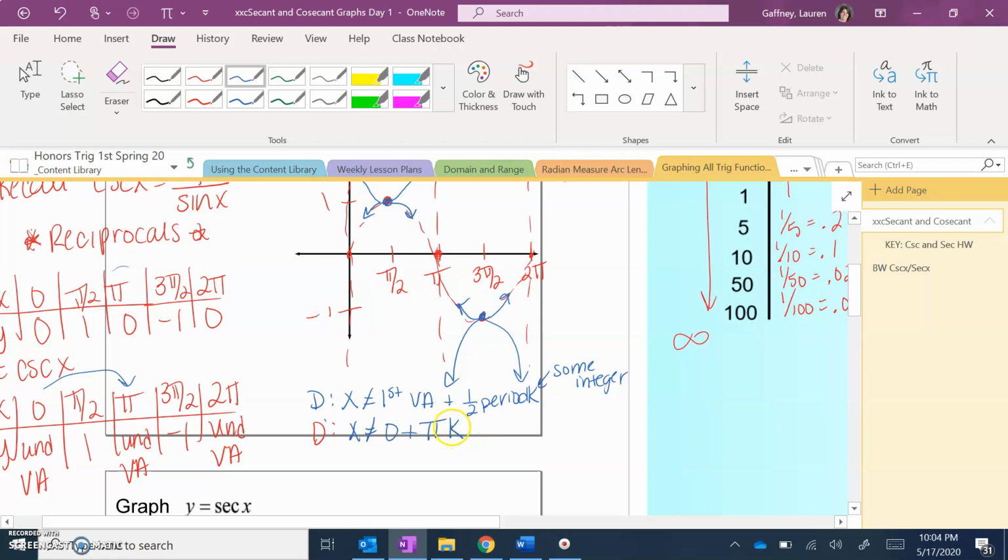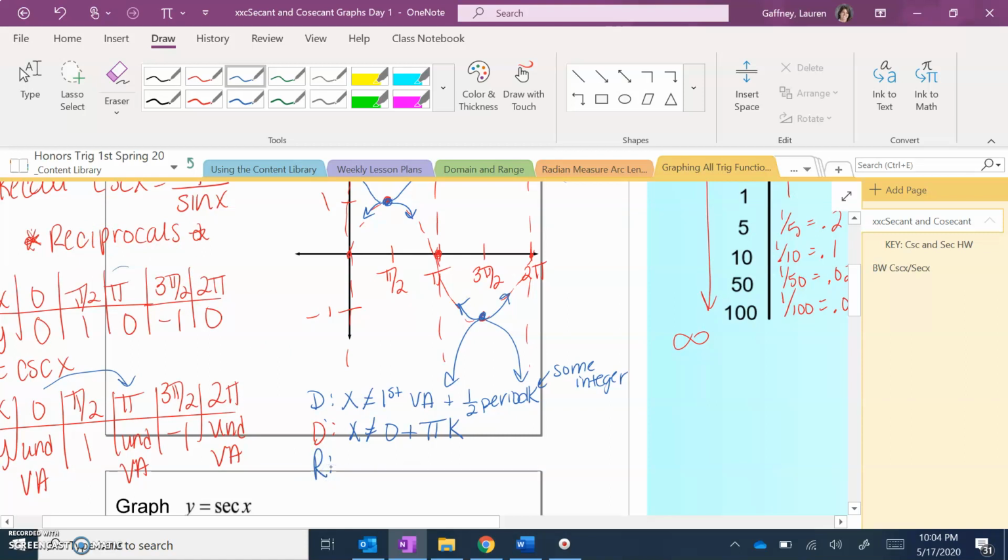So k is some integer. So if I put in 1, 0 plus 1 times pi would just be pi. If I put in 2, if I put in 3, if I put in -1. So if you take this graph in the other direction, kind of like we saw in Desmos, you'd have asymptotes over here at -pi, -2 pi, etc.